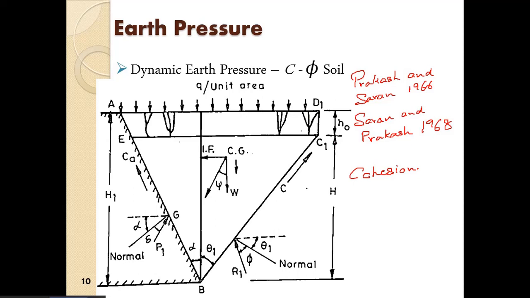So what they considered is that they consider the height of tension crack here, all right. So they define this height, all right, and then they define the ratio, n, which is h naught by h, right.